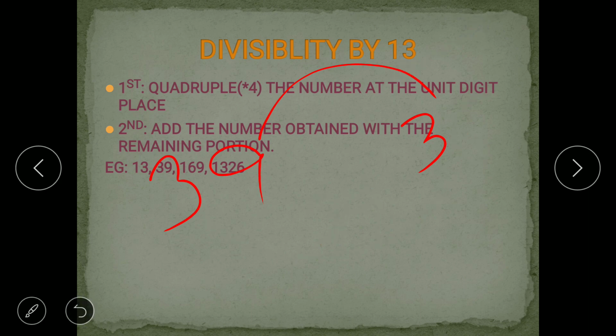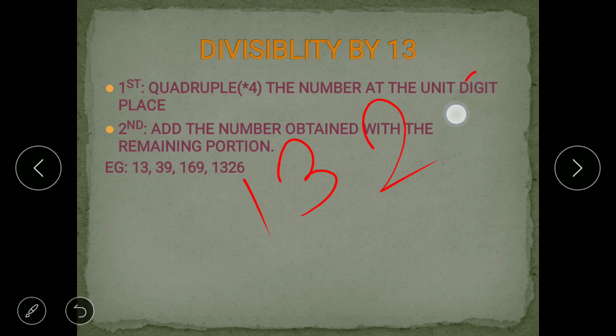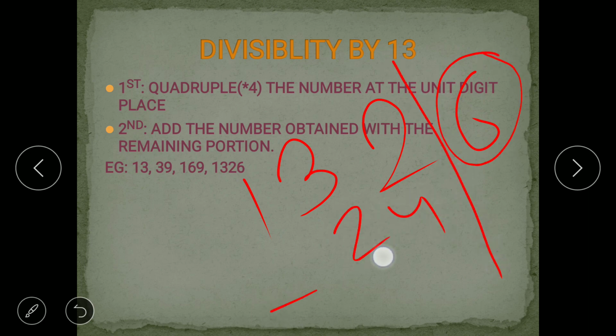Let's take a bigger example. You know that the square of 13 is 169, correct? 1326. Quadruple the 6, you get 24. Add this to 132, you will get 156. You are getting 156. Now write 156 here.